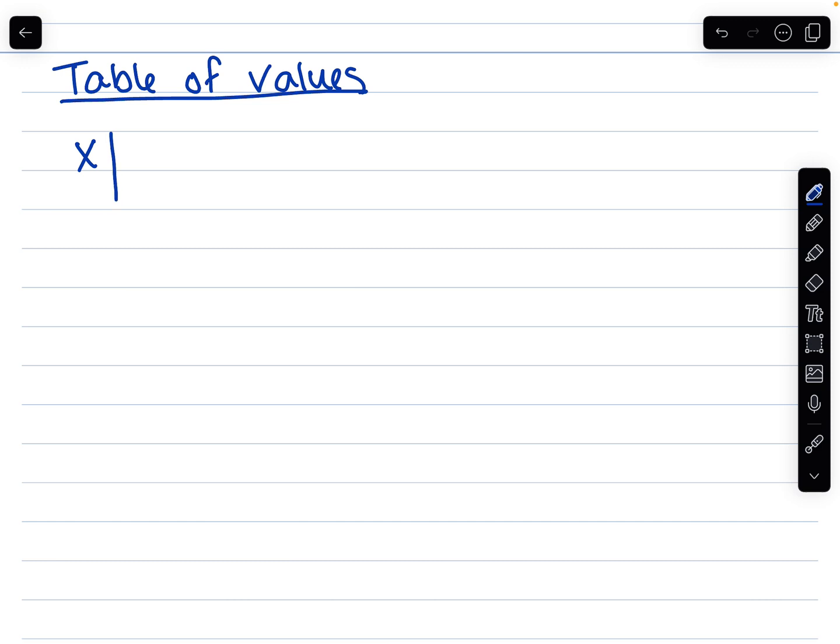Now, I'm not going to make my table of values very fancy. I'm just going to draw a line between them and list them, okay, just for time's sake.